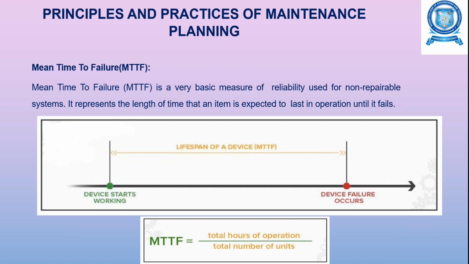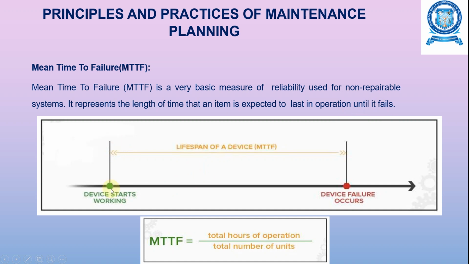And next is the mean time to failure, that is MTTF. It is a very basic measure of reliability that is used for non-repairable systems. There would be systems which won't be able to be repaired, so in that case, this mean time to failure is a very basic measure. It represents the length of time that an item is expected to last in operation until it has failed.